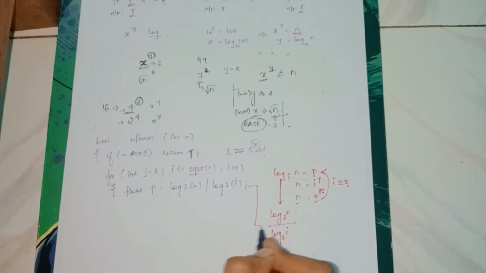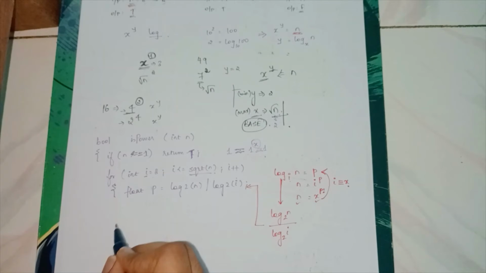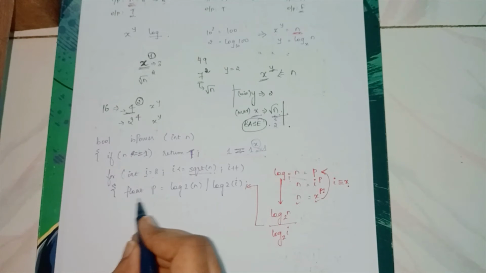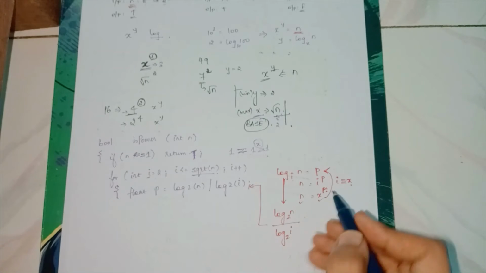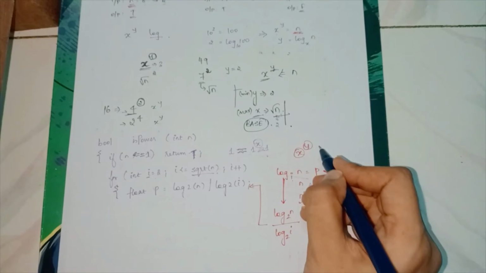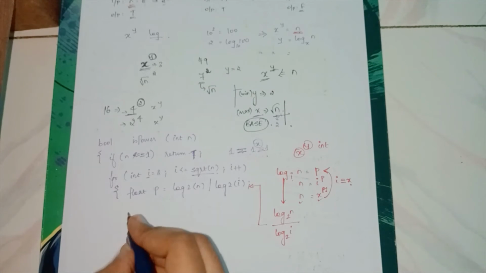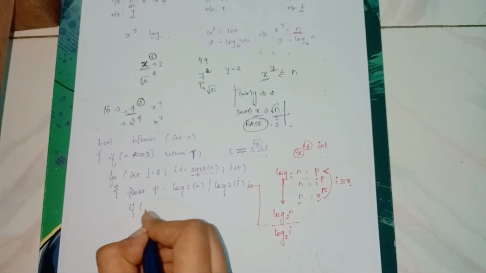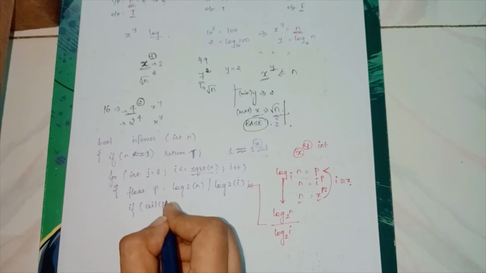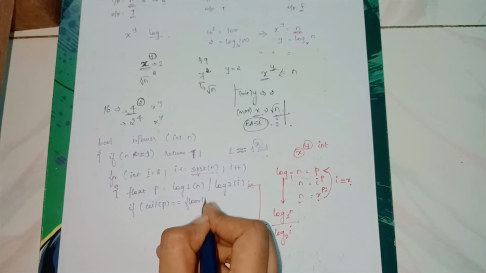So this is what I have written here. I am trying to find the value of p. Why have I given it as a float is that we want it of the form x power y, and both x and y must be integers. But I'm getting the value as a float, and I'm checking if the ceiling of the number p and the floor of p are the same.